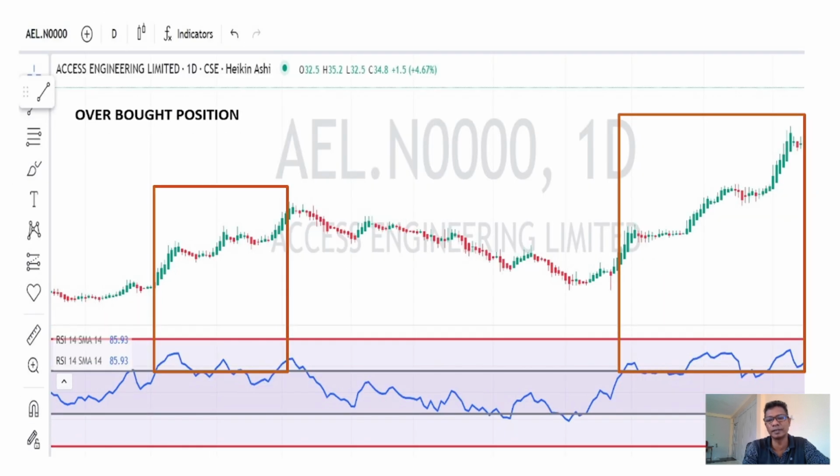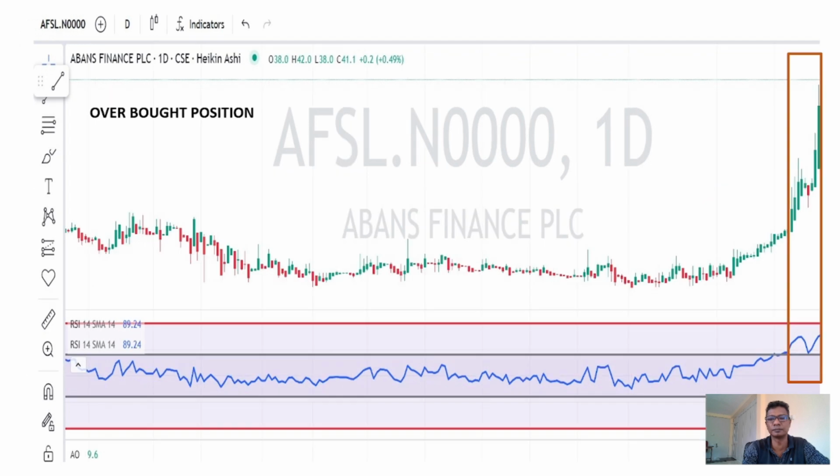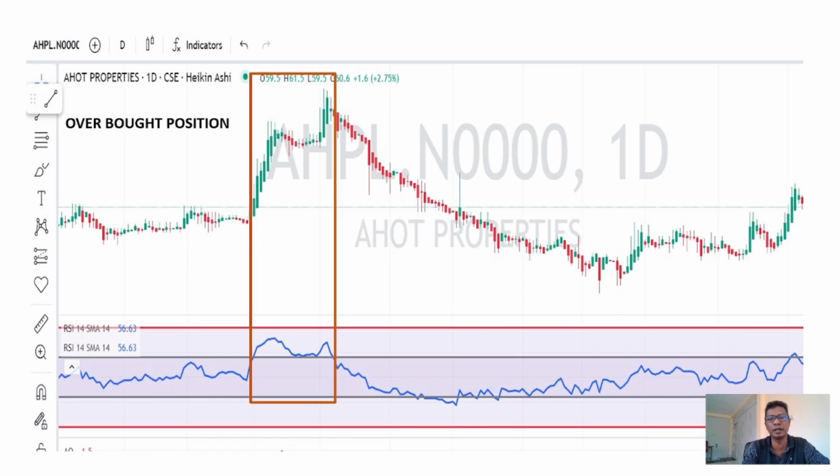I am taking this as the first overbought position. It's very clearly highlighted. Here, see what is happening. It's in an overbought position, but there is a continuous upward trend in the price. The second is also the same scenario. Third, I am taking to prove the same.